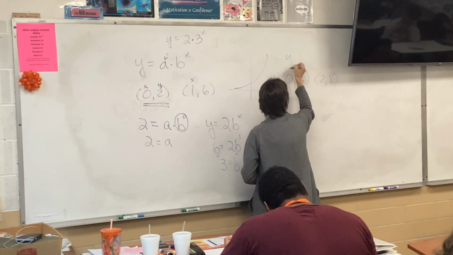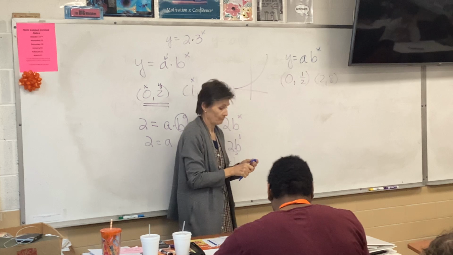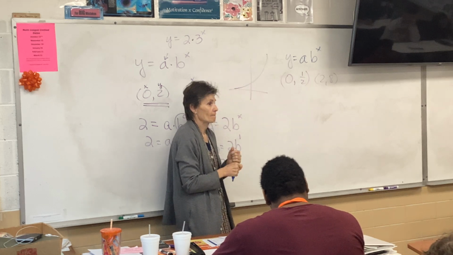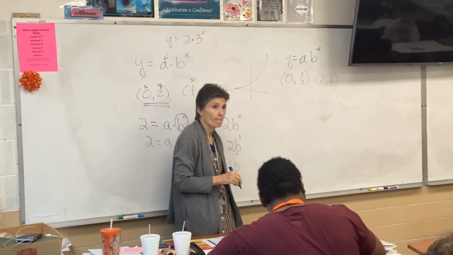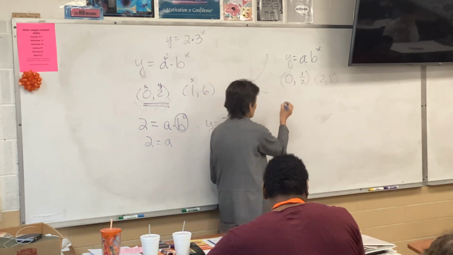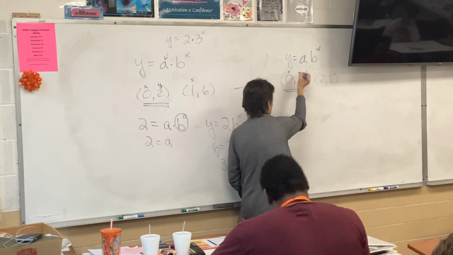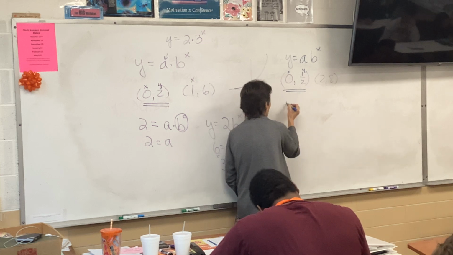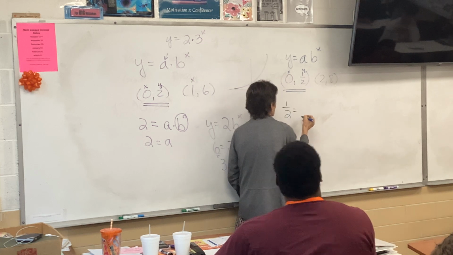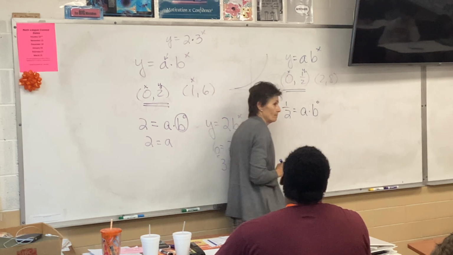Is y equals ab to the x, right? That's what we're going for? Okay, where do we start? Who remembers? Plug in this guy right here. Now remember, this is x and y, so that's what you're plugging in for. So 1/2 equals a times b to the 0.